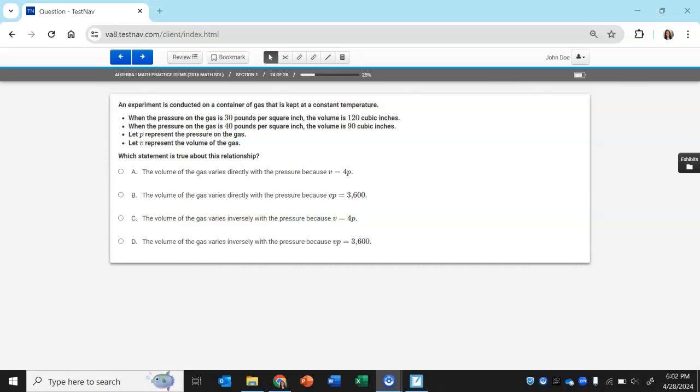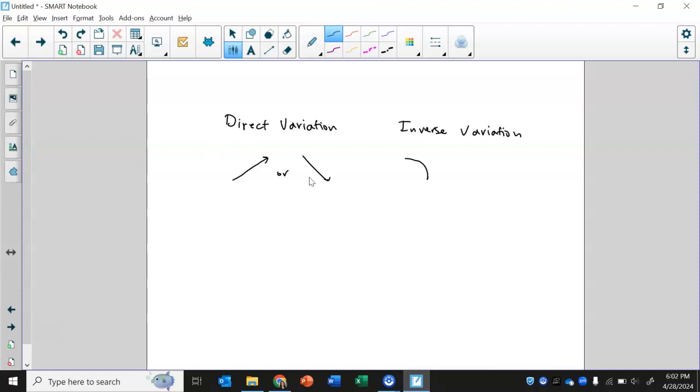All right, so here is question 24. Just looking ahead, it looks like a direct and inverse variation problem. A quick review of what direct and inverse mean. Basically, direct variation is as x goes up, y goes up as well. It's just a straight line. Or as x goes down, y also goes down, a straight line going down.